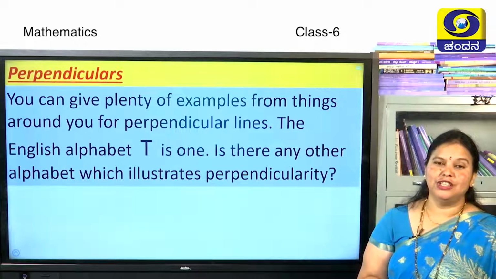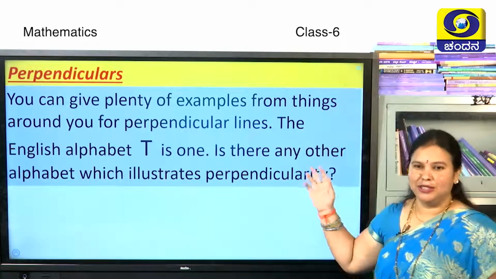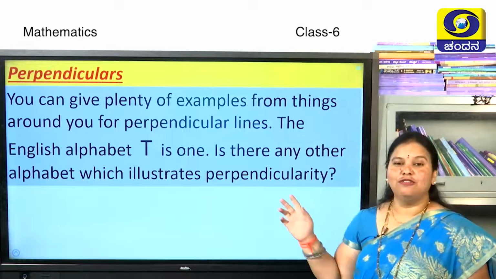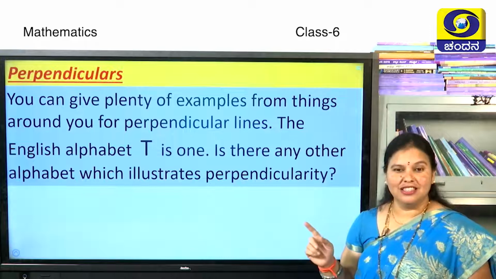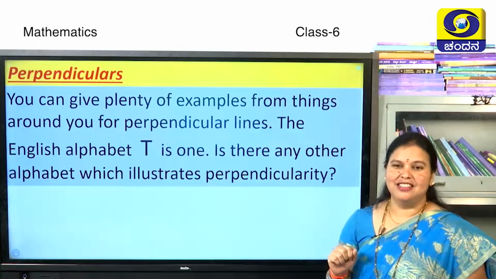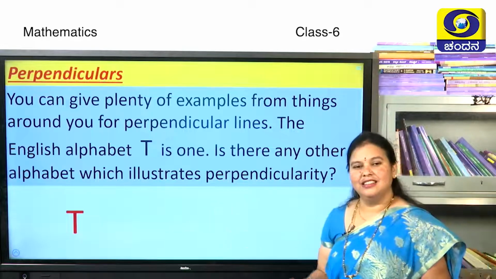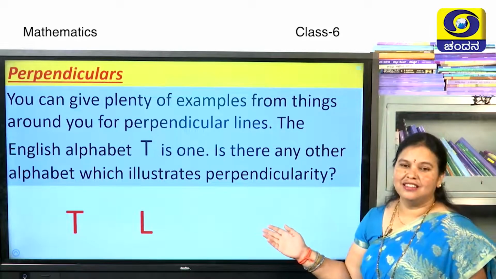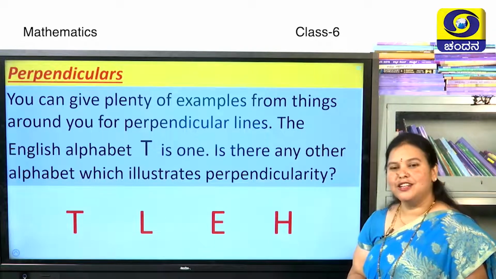Children, you can give plenty of examples from things around you for perpendicular lines. The English alphabet T is one. Is there any other alphabet which illustrates perpendicularity? Yes, there are many. T, L, E, H and so on.